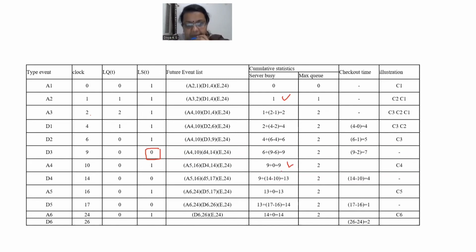9 plus the previous server busy value. Normally what we have done? Previous server busy value plus clock minus previous. And according to that formula, it has to come actually 14 minus 9, right? But why have I written 10? If L of S equal to 0, the formula has to change to the difference between these two clocks. So 14 minus 10. Don't take 14 minus 9.